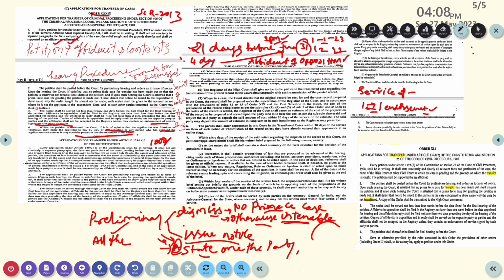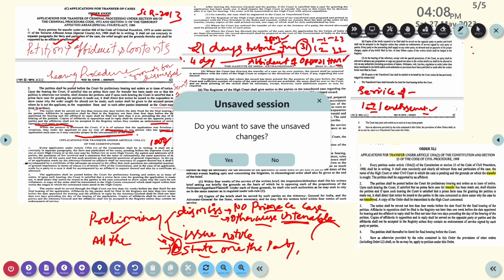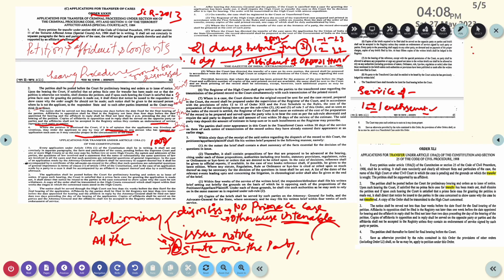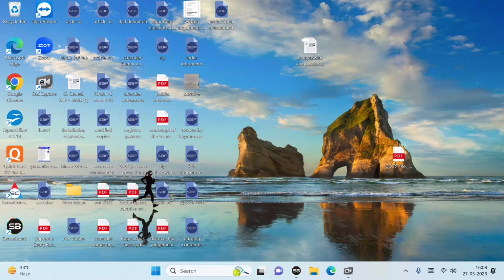So this is regarding Section 406 of the Criminal Procedure Code, the power of the Supreme Court, when and how it will be exercised. The next video will be done.